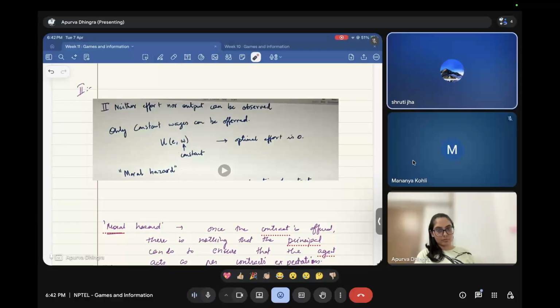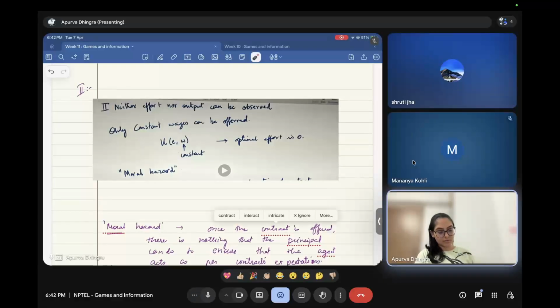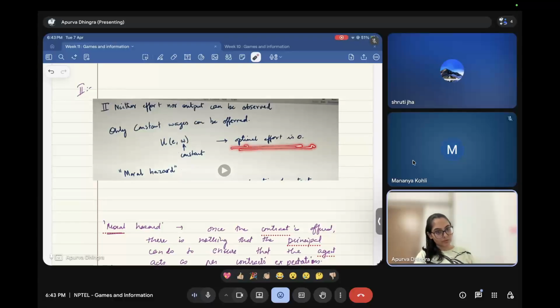So what you said is correct. Once an agent enters this kind of a contract, it is optimal for him to not actually put in effort. This is something that the principal would have easily analyzed and reached. He would have been able to see that because I'm offering a constant wage, he's not motivated to work. And hence, nothing is stopping him from actually reducing this wage itself.